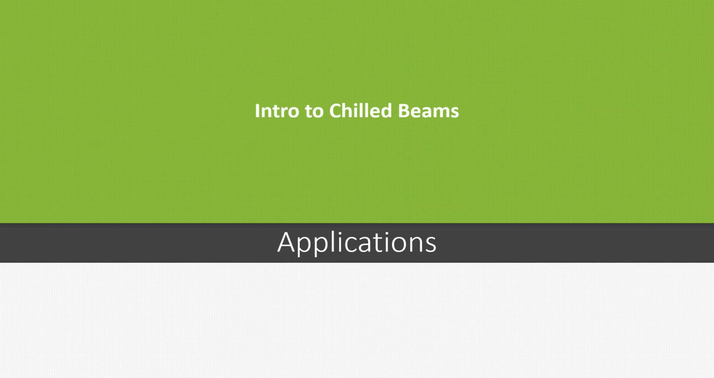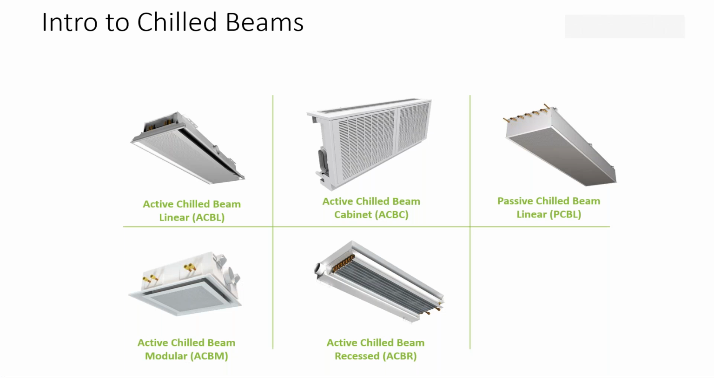Now, as we move into applications, I just want to mention a couple of case studies and show you how the various types of products have been applied in the space. Before we move further, I mentioned three main, high-level types of chilled beams, and that's the top three shown there. And then the bottom ones are just variations of that.